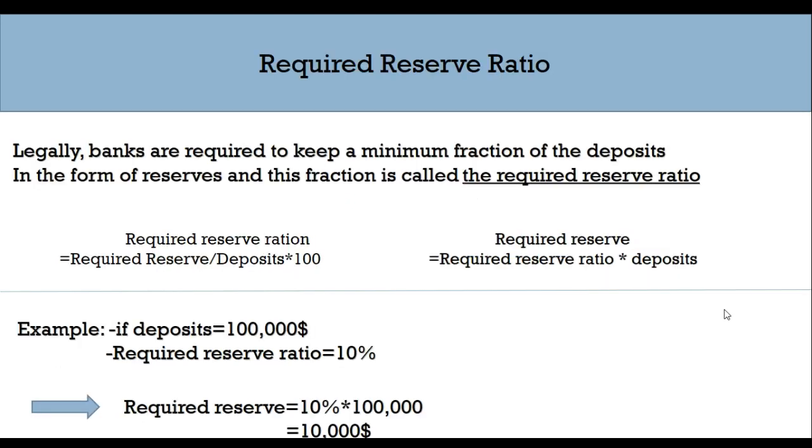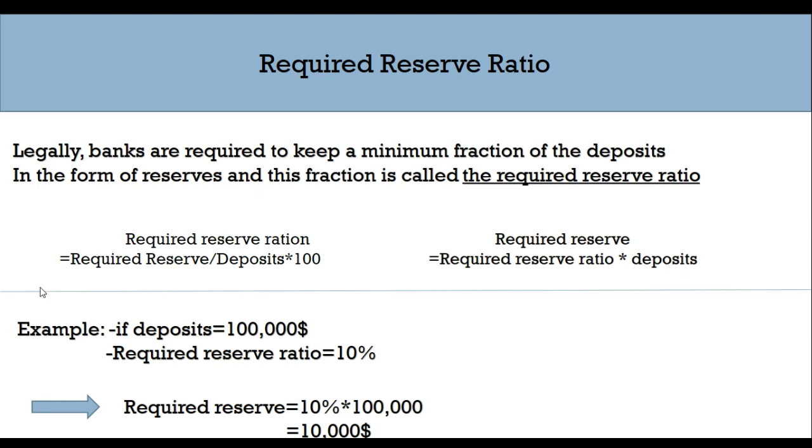Okay, now let's talk about the required reserve ratio. As we said previously, legally, banks are required to keep a minimum fraction of the deposits in the form of reserves, and this fraction is called the required reserve ratio. If you want to calculate it, it is the required reserve over deposits times 100. And if you want to calculate the required reserve, it is the required reserve ratio times deposits.